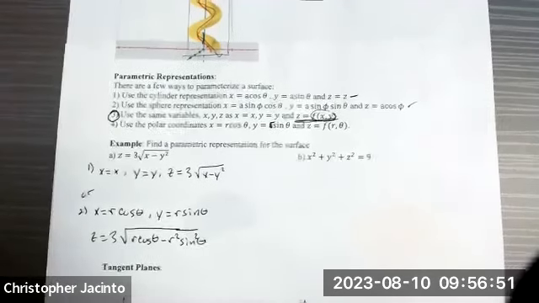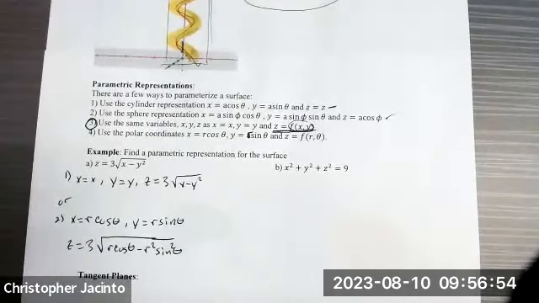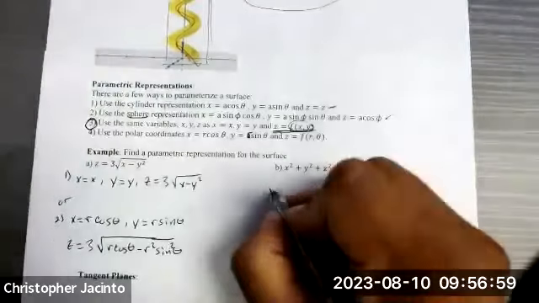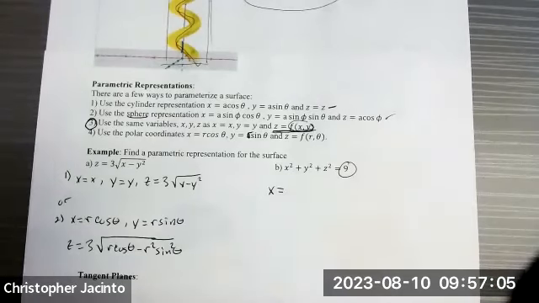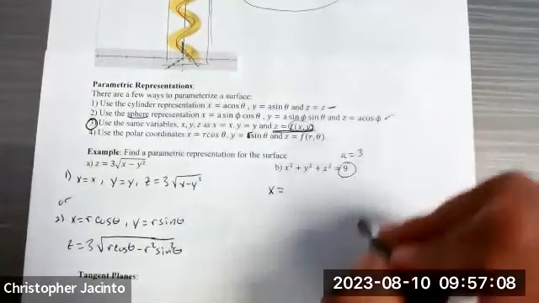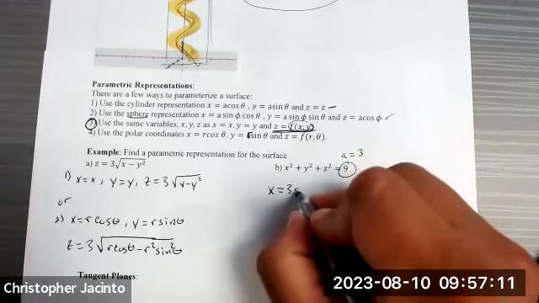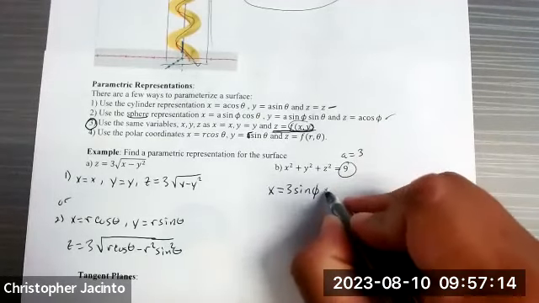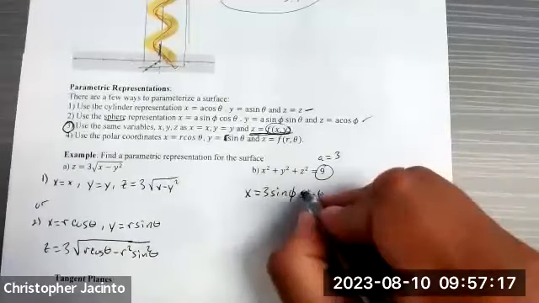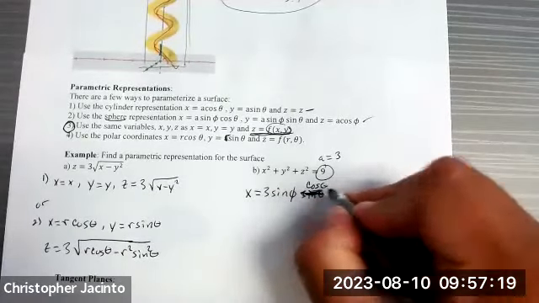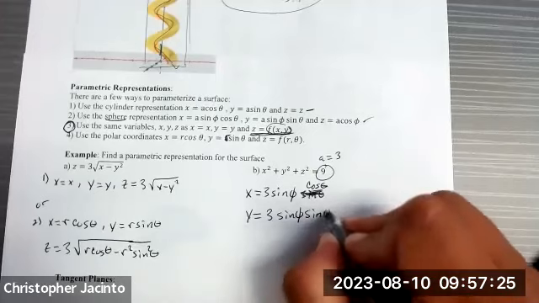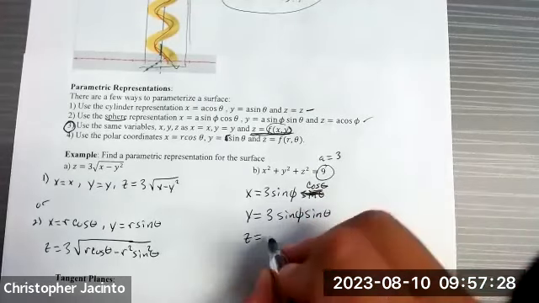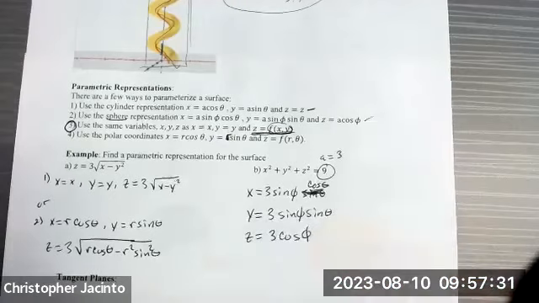And then B, as you've probably seen, whenever you have x squared, y squared, z squared, that always gives you a sphere. So the easiest conversion is just giving you that. In this case, our sphere, A is going to be the radius of the sphere, so it's just going to be 3. So x is going to equal 3 sine phi cosine theta. Y is equal to 3 sine phi sine theta, and then z is equal to 3 cosine phi.